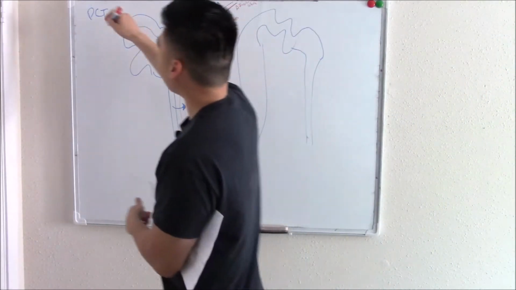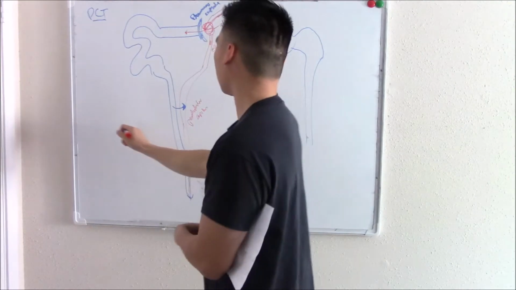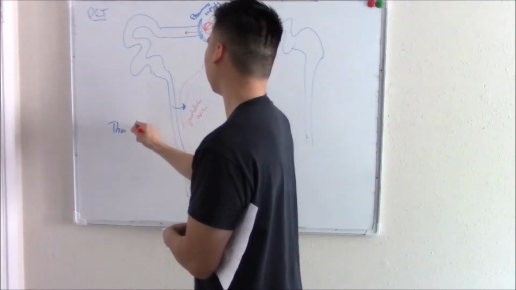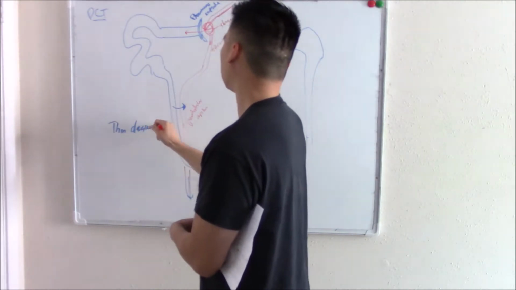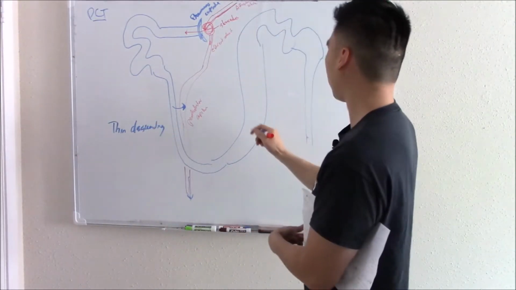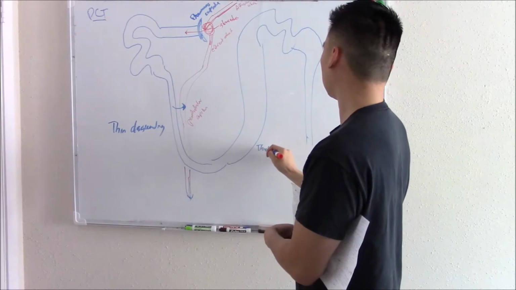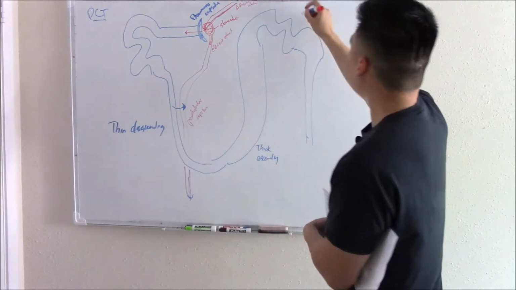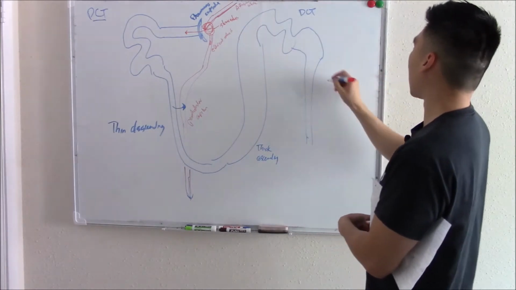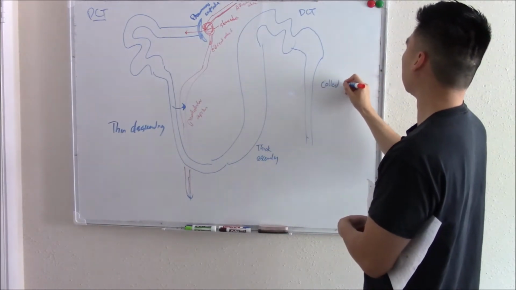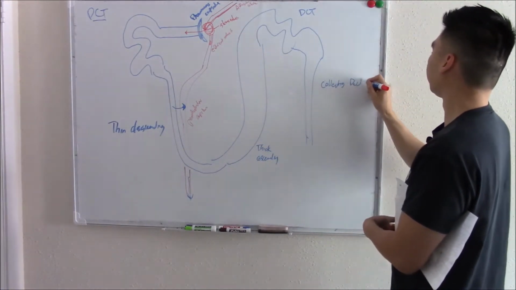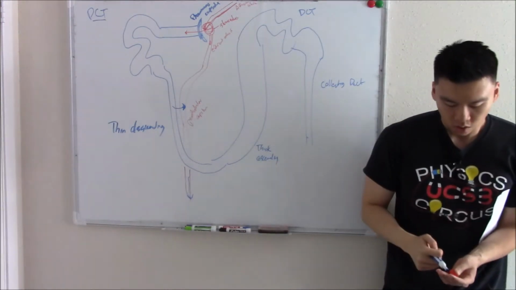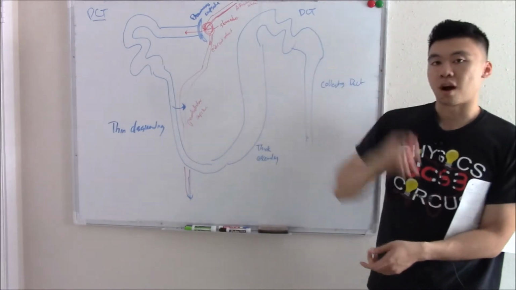Let's put it in. So we have our proximal convoluted tubule. We have our thin descending. We have our thick ascending. We have our distal convoluted tubule, and finally we have our collecting duct. Those are all the parts of your nephrons. We're going to talk about it in detail. We'll start with the proximal convoluted tubule.